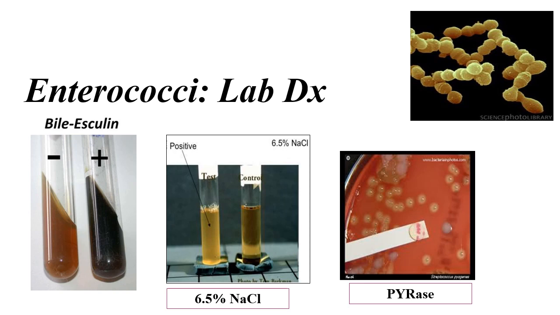So the lab diagnosis of Enterococcus is growing it in bile esculin, and if you see this blackening, this tells you that this is bile esculin positive. It grows in the presence of bile and NaCl 6.5%. So this is telling you that this is Enterococcus, and of course PYR, which I told you earlier for group A, it is also positive in Enterococcus.